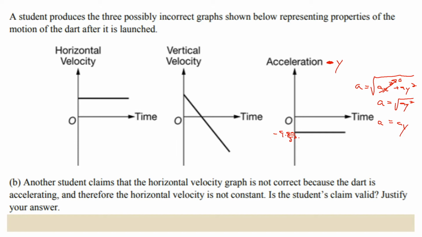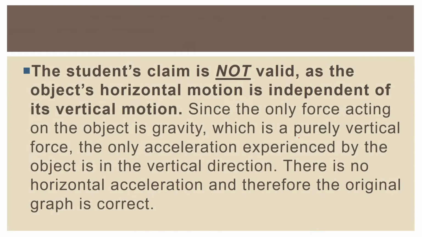And so this question says another student claims the horizontal velocity graph is not correct because the dart is accelerating, and therefore the horizontal velocity is not constant. Is the student's claim valid? No, it's not. The student's claim is not valid, as the object's horizontal motion is independent of its vertical motion. And I think the important thing to realize here is that's the key point. Since the only force acting on the object is gravity, which is a purely vertical force, the only acceleration experienced by the object is in the vertical direction. There is no horizontal acceleration, and therefore the graph is correct.